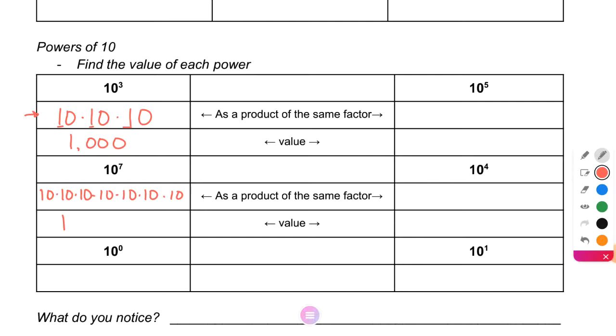Who remembers 10 to the 0? That means we have no 10s in our problem. Brady, what is the value of anything to the 0 power? Nope. 1. Haley? 1. Any number to the 0 power is 1. Okay, common wrong answer is 0, but let me show you why it's 1.